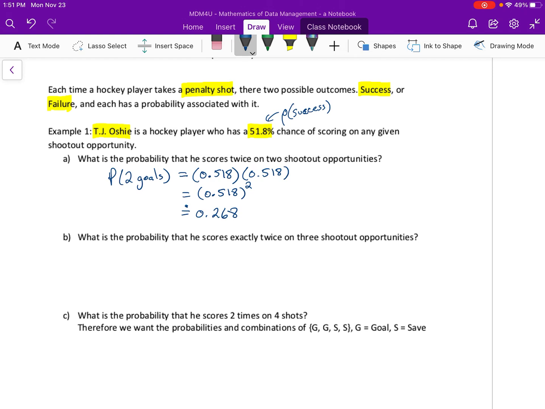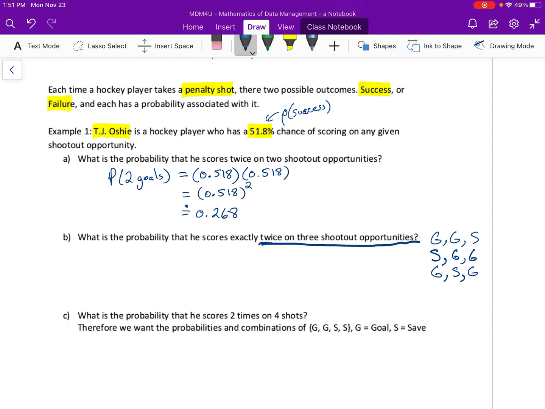We would expect that the more times he has to score, the lower the probability that it's going to happen. In the second one, it asks, what's the probability that he scores exactly twice on three shootout opportunities? This gets a bit more complex because he could score a goal, then score again, a goal, and then not score, so it's a save. G is goal and S is save. But he could also not score on the first one, and then get a goal and then a goal. Or he could not score on the middle one. The key here is to recognize that we have different ways we can arrange the successes within the three opportunities.